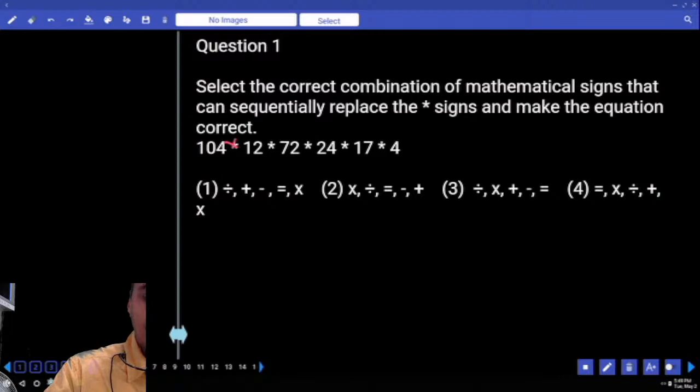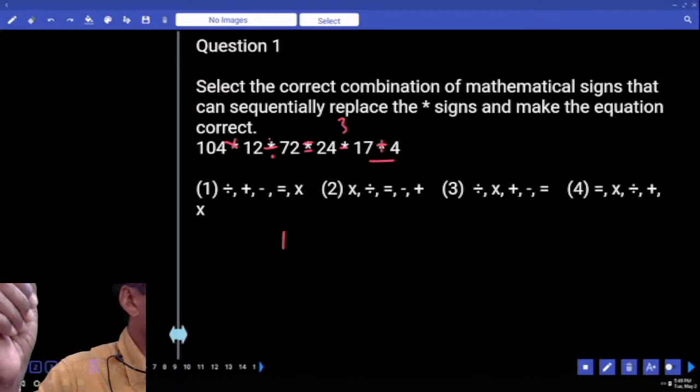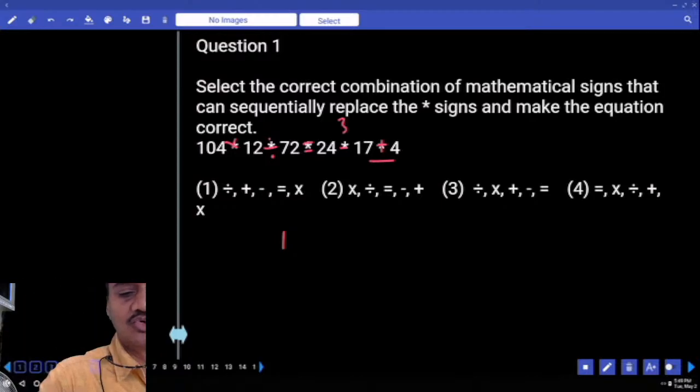Now this is into and divided by. 12 divided by 72, and then minus, and this is plus. 17 plus 4 is 21. Finally this must be equal to 3. The right hand side is 3 and the left hand side is more than this. Hence that is again ruled out.